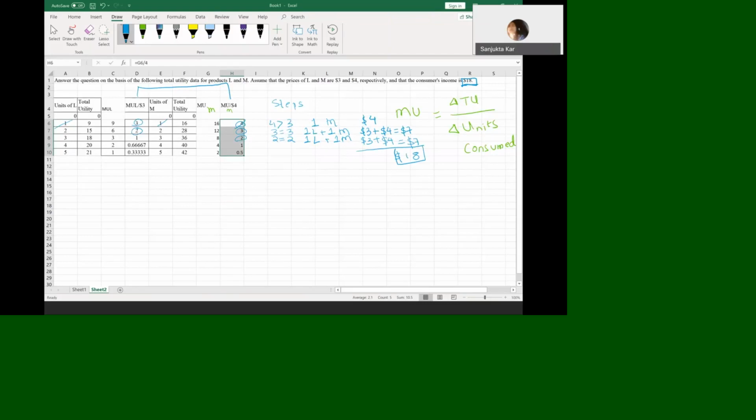So the question was basically asking us, what is the total utility for this consumer? Now, the consumer as a whole purchased 3 units of M and 2 units of L. Total utility from 3 units of M is 36.